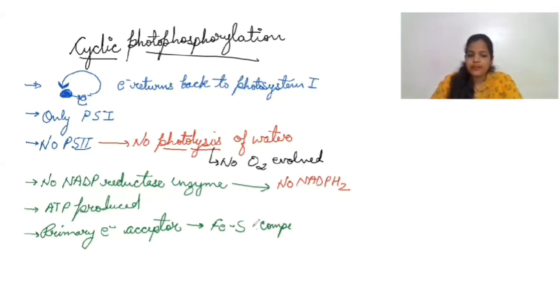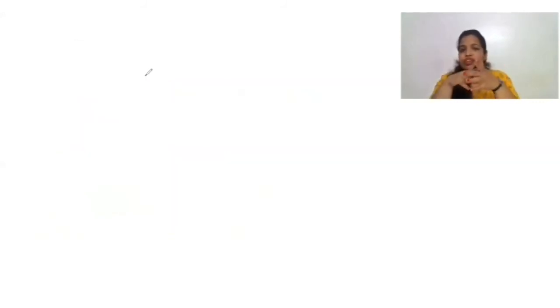Okay, now here only ATPs are formed. These ATPs are going to be used for the dark reaction. Let's see how this complete cyclic photophosphorylation actually occurs. So, to understand cyclic photophosphorylation, where it is occurring in the thylakoids, first what we need to draw? We need to draw a thylakoid.